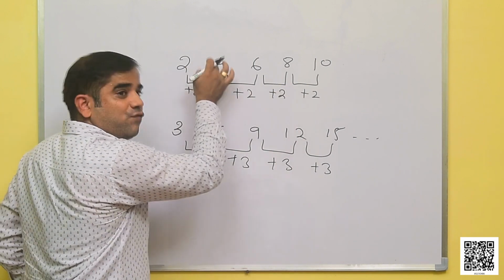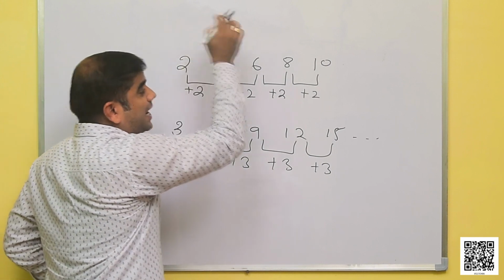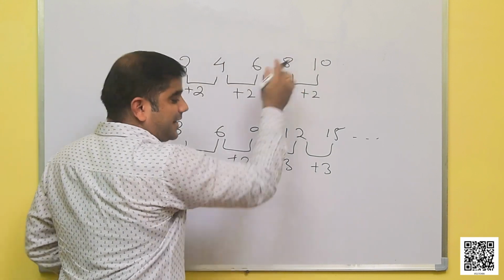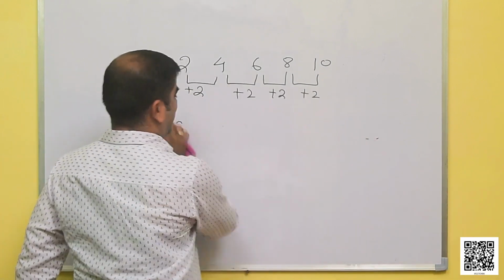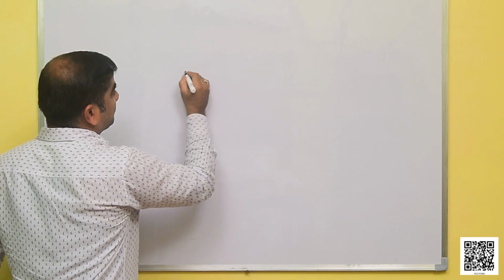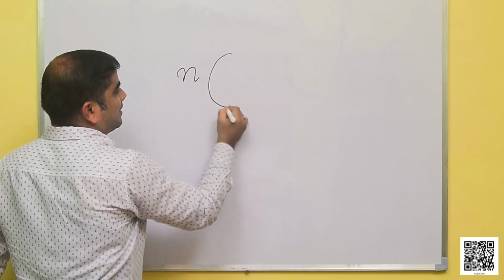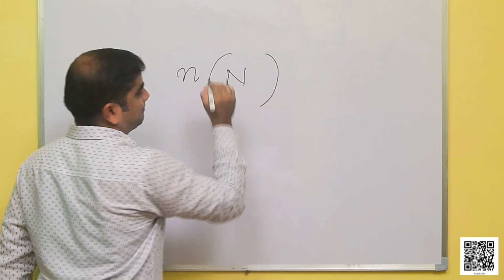See, 2 2s are 4. Again, 2 3s are 6. 2 4s are 8. 2 5s are 10. That means I can represent the multiples in a very simple way. That is, any number multiplied with the natural number series.